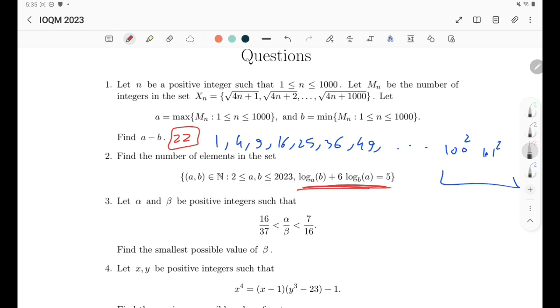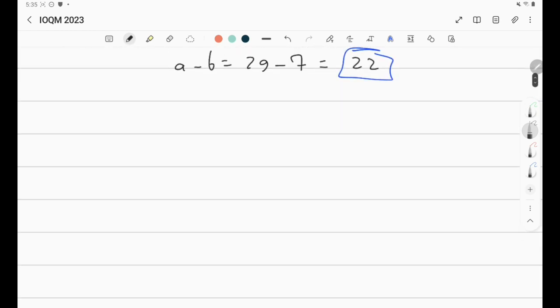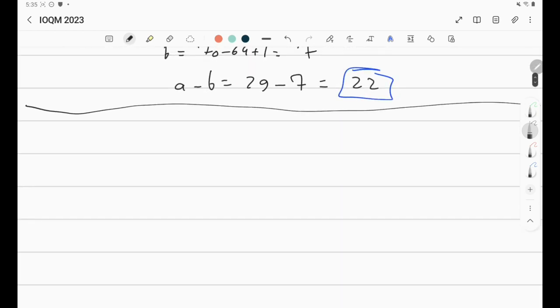And we have got this nice equation. The log base a for b plus 6 times the log base b for a is equal to 5. So we're probably going just to focus on that currently and see how exactly can we deal with something like that. So let's take this down here. So they told us that the log_a b plus 6 log_b a is equal to 5.